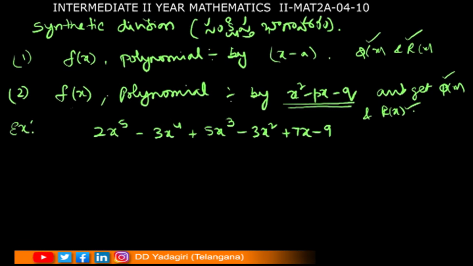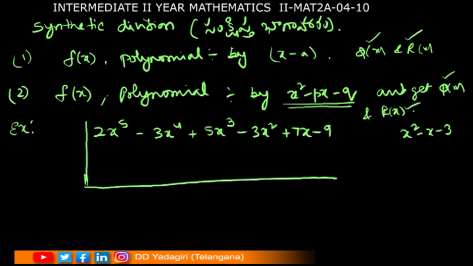We shall divide this by x square minus x minus 3. Okay. So what we have to do is we just have to draw a line like this. Okay. And here what is p? P is equal to 1. Q is equal to 3.